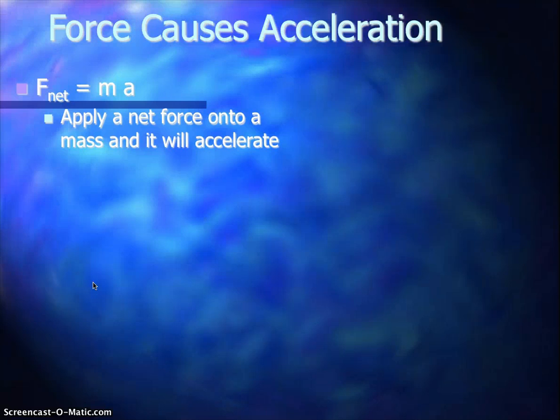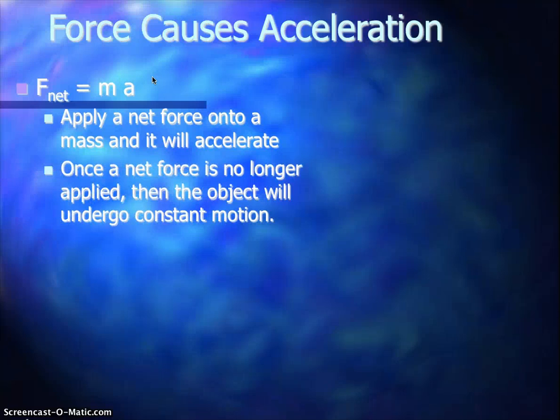Basically how you would read it is that when you take a net force and apply it to an object with mass, then it will accelerate. We have mentioned that in class already. Whenever a net force is no longer applied in a situation where there is no friction, that object will undergo constant motion, much like what the first law states, where an object in motion will stay in motion.